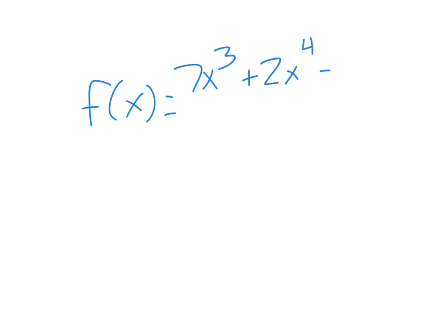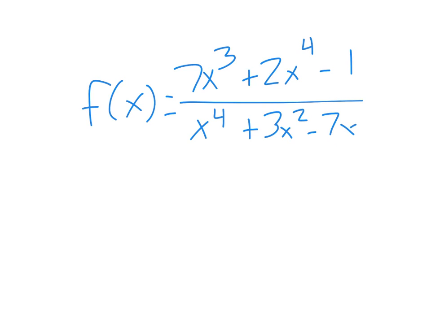Now let's look at a different example when I have equal degrees. What if I had the function f of x equals 7x to the third plus 2x to the fourth minus 1 over x to the fourth plus 3x squared minus 7x? What's the degree of the numerator? 4. What's the degree of the denominator? 4. So since the degrees are equal, this is going to be a horizontal asymptote.